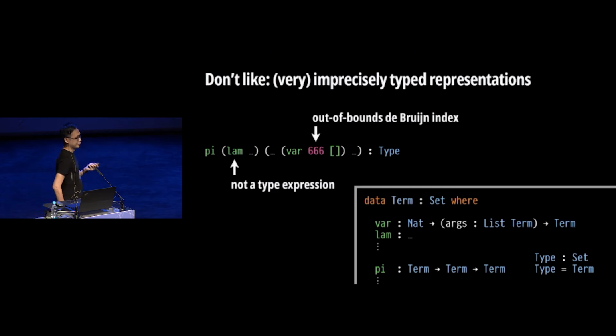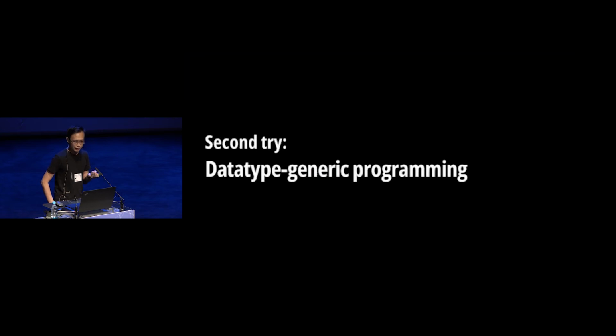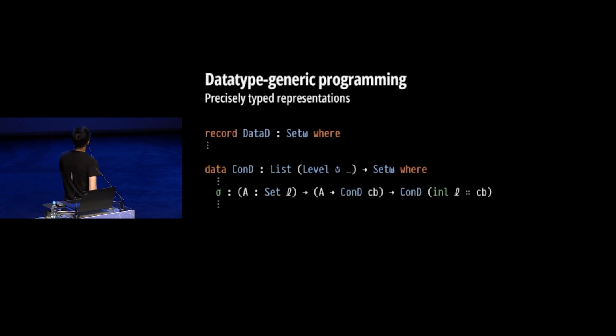But there is a solution to this problem, and that is Datatype-Generic programming. I'm not going into the details, but in Datatype-Generic programming, we usually use very precisely typed representations to write our generic constructions and thereby prove them correct. So here, data D, short for data type descriptions, is our representation of data types. And inside data D, we use this con D data type to represent constructor types.